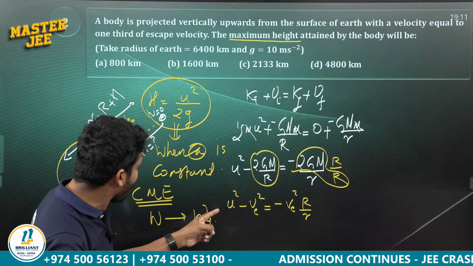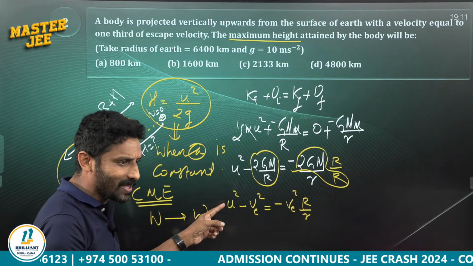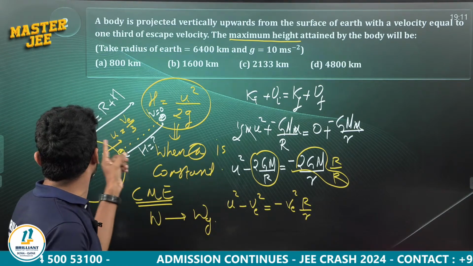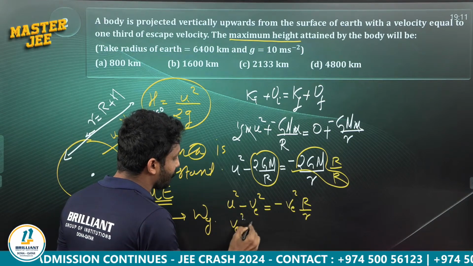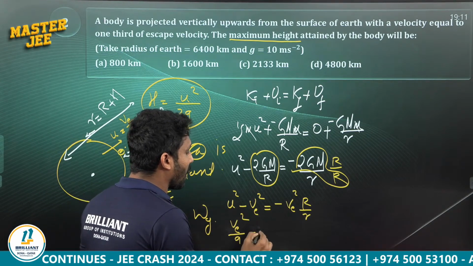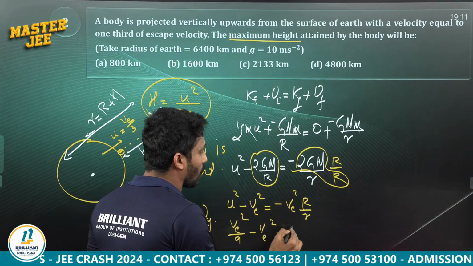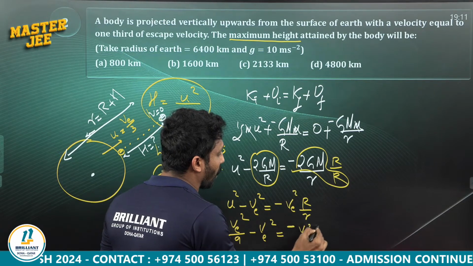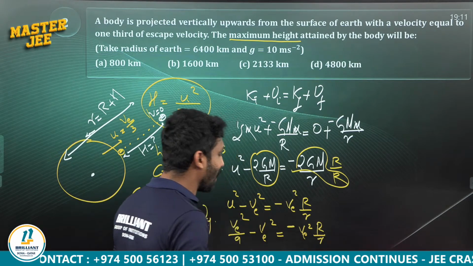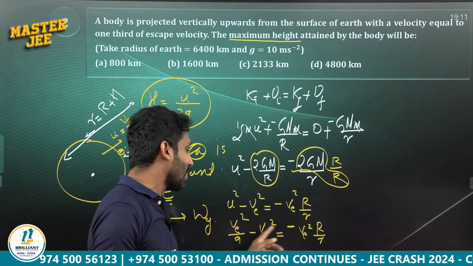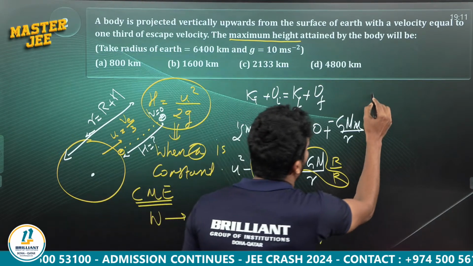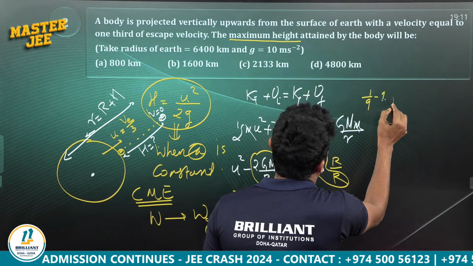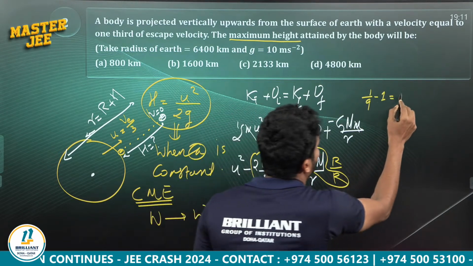Now in the question it is given that u is equal to Ve by 3, so its square is Ve square by 9. Ve square by 9 minus Ve square is equal to minus Ve square into R by r. Here Ve square is cancelled, and we get 1 by 9 minus 1 is equal to minus R by r.